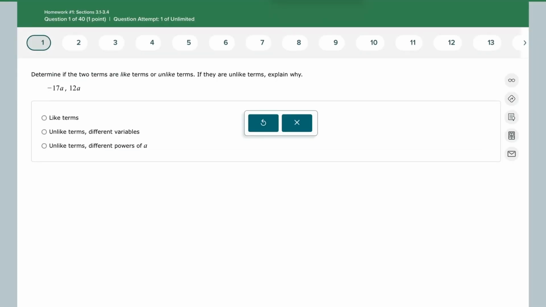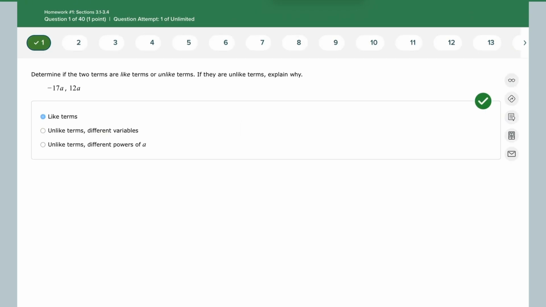So for this one, it says determine if the two terms are like or unlike terms. If they are unlike, explain why. So these are like terms because they both have a number and they both include a letter next to them. There's no symbols in between the 17 and the A, so they are like terms.